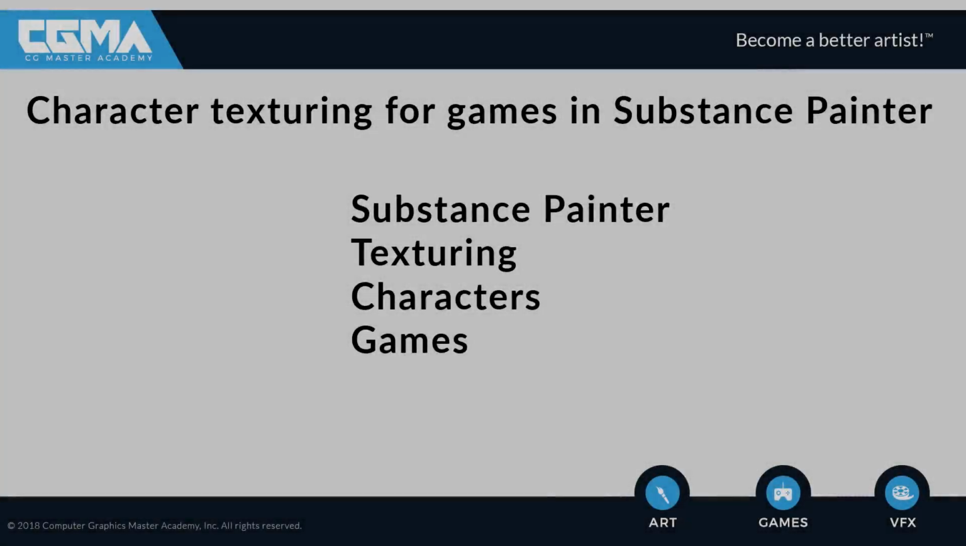Okay, so let's discuss the course and what we are going to do in this whole 6-week course. The name of the course is Character Texturing for Games in Substance Painter. It's a long name. I never set it up, but it gave me an inspiration to create the course. I like to break the course down into 4 things as the name suggests: Substance Painter, Texturing, Character, and Games.